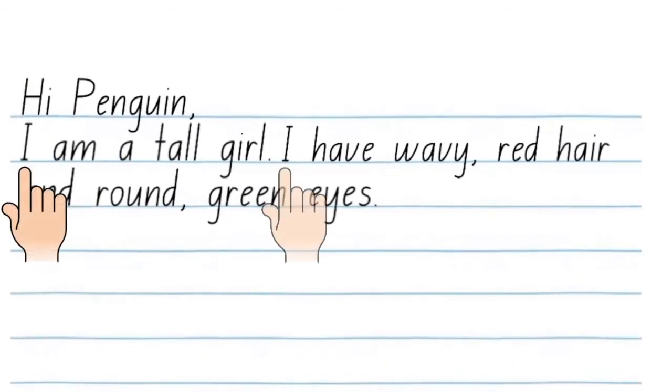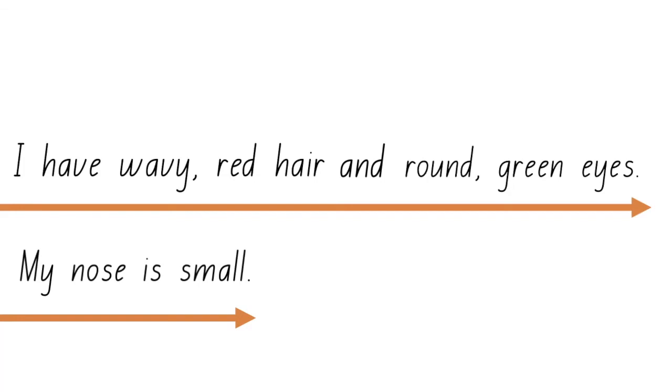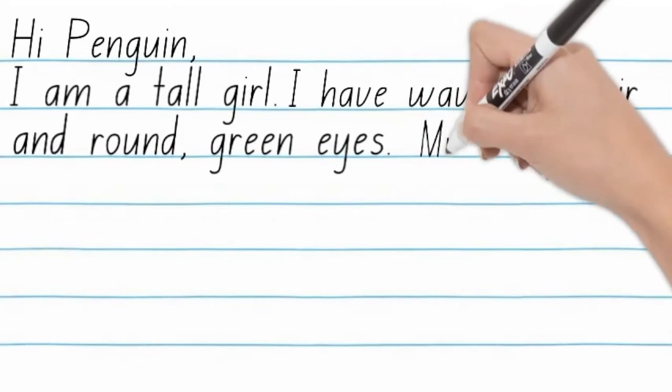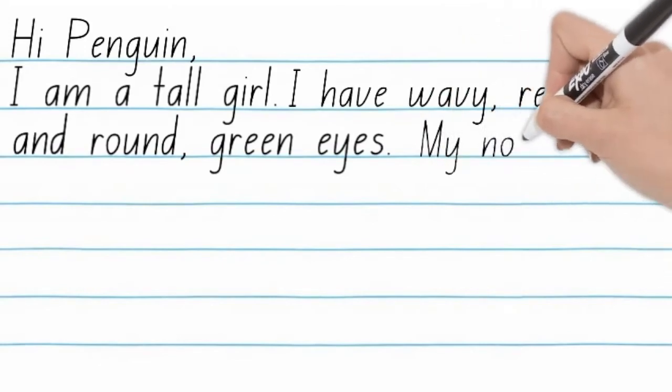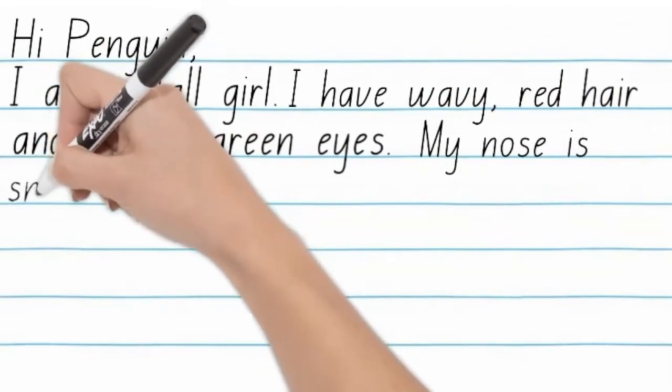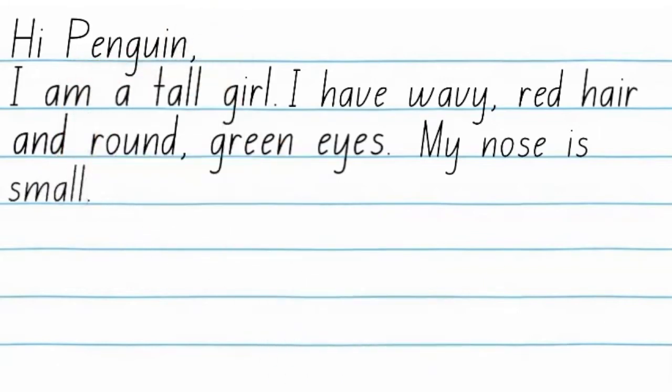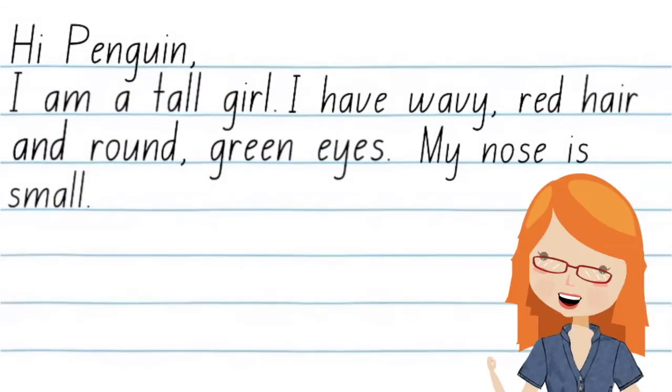That's a short sentence, but I've already started two of my sentences with I. My writing will sound boring if all my sentences start the same. I know. I could say, my nose is small. I'm still saying the same thing, but I'm using the pronoun my instead of I. Let's reread and check to make sure it makes sense. Hi, Penguin. I am a tall girl. I have wavy red hair and round green eyes. My nose is small. Yes, that short sentence sounded so good after the long sentence, don't you think?